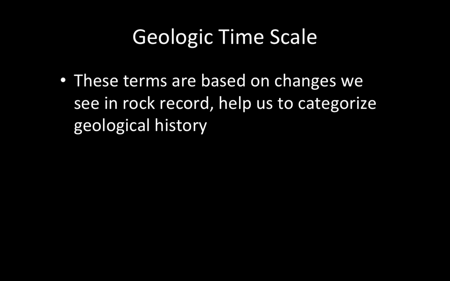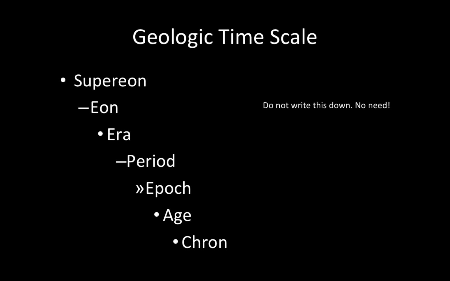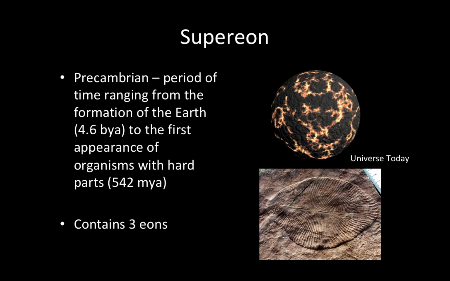So I'm going to show you a little bit about the terms that we use. I don't need you to write all this down. I just wanted to go through it with you very quickly. These terms are based on the changes we see in the rock record. All right, so we have large units: super eon, eon, era, period, epoch, age, and chron. We're getting smaller as we go down. The super eon is something called the Precambrian. It's everything that happened before fossils with hard parts in the Cambrian 542 million years ago.